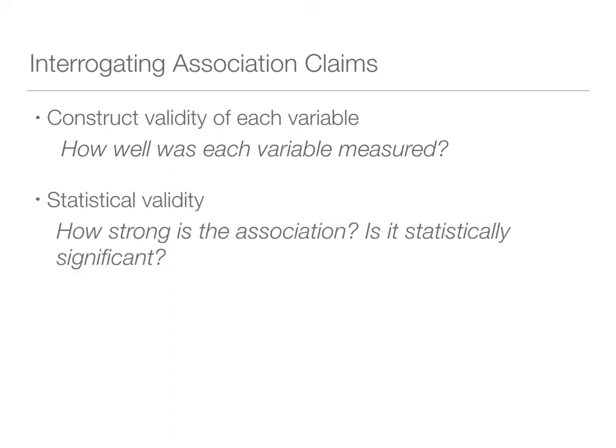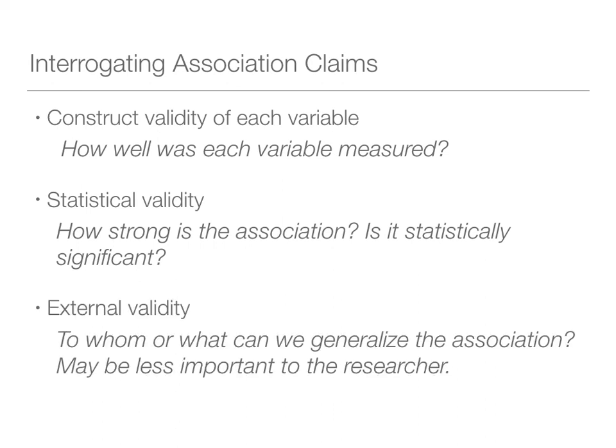Statistical validity. How strong was this association? Look at that correlation value. Look at that R. Is it strong? Did we get a strong association, or a very, very weak association? Is it statistically significant? Did we hit our 0.05 cutoff? Did we surpass it? Are we at 0.001? That's excellent, right? Is it statistically valid? And again, externally, to whom can we generalize this association?